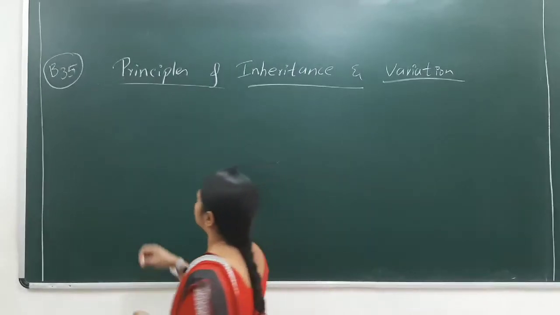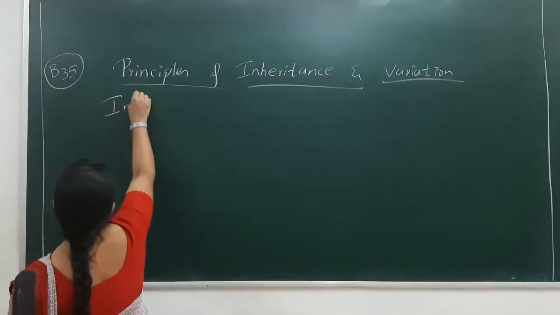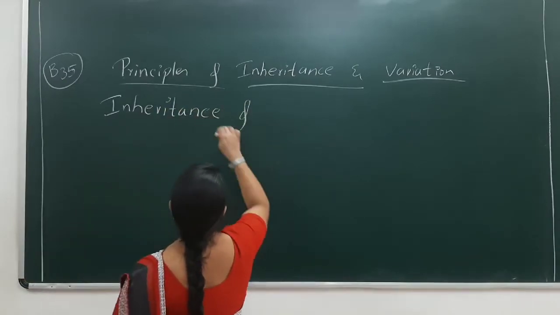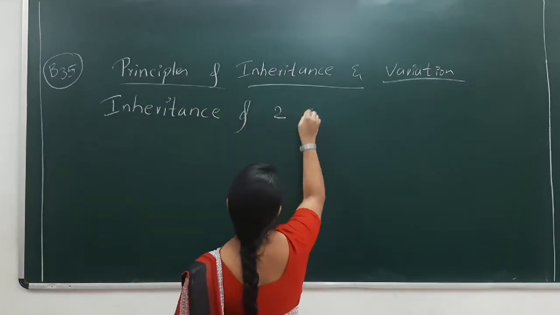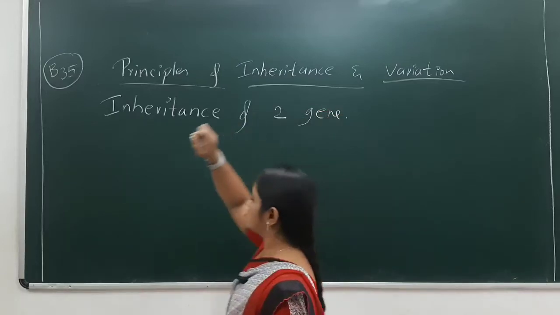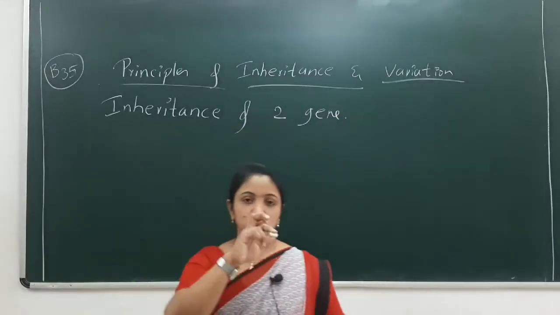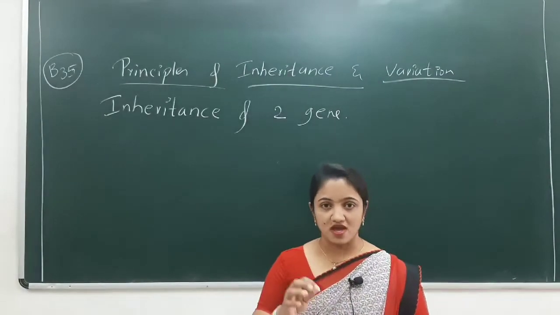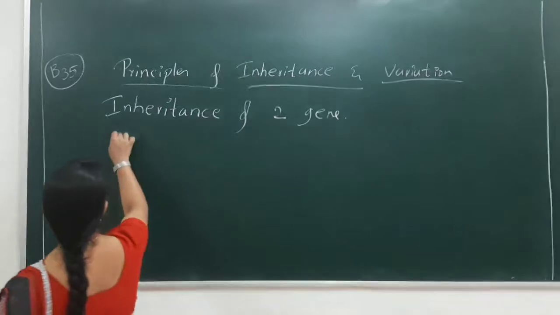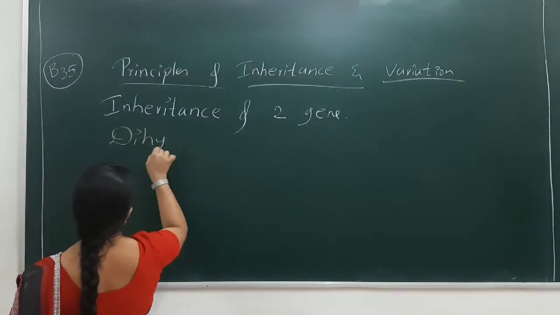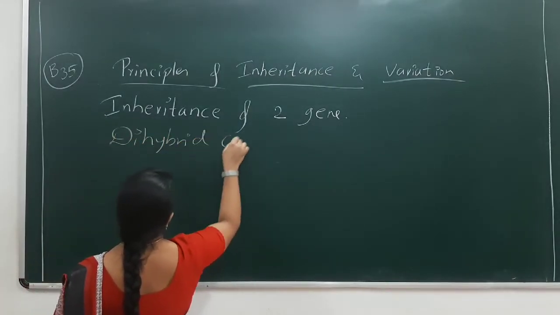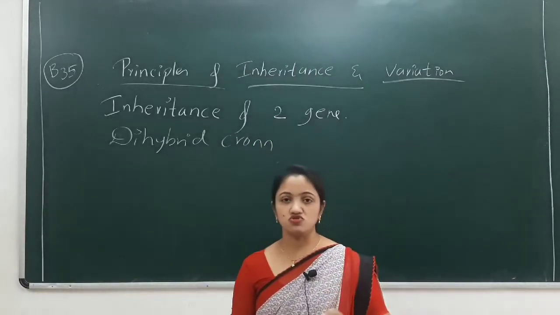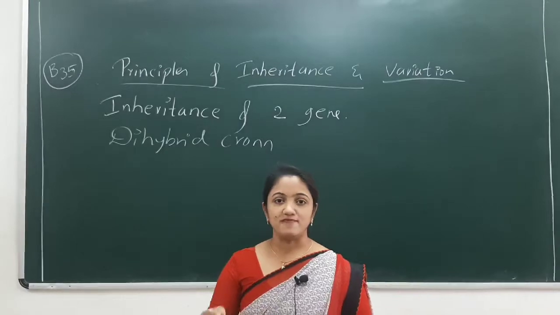Let me write that. Inheritance of two genes. The name itself says two genes inherit at the same time. And we also study the dihybrid cross. So, how do two genes inherit at the same time?